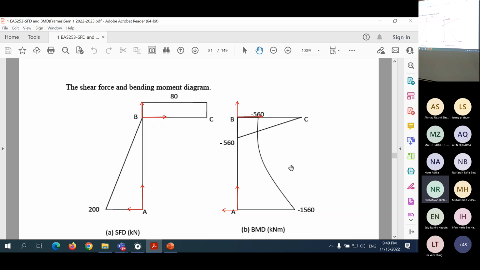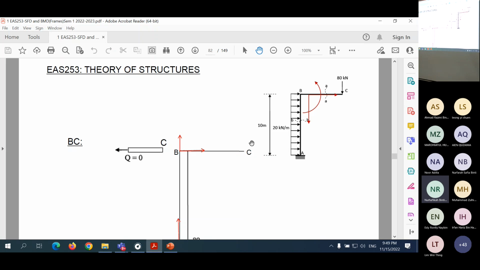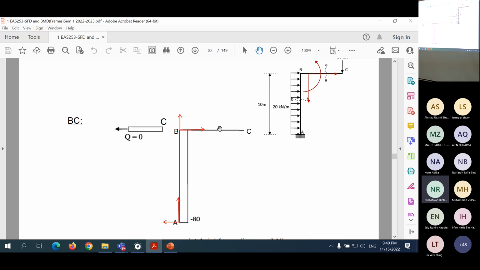If you want to draw qualitative deflected shape, then before that we go to axial force. Axial force for this part, if we cut and then we use that free body diagram. So positive axial force is as shown in the diagram there. Then we get, there is no load in the direction. So for member BC, there is no axial force.